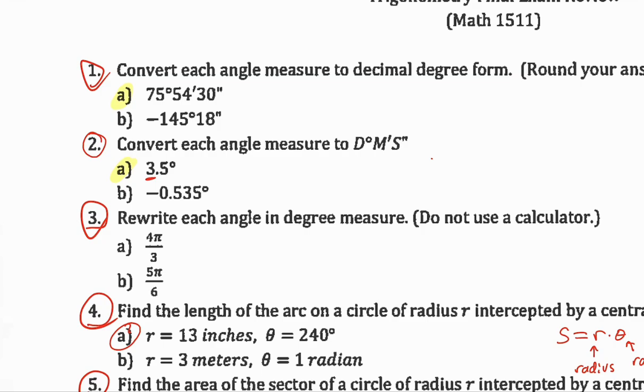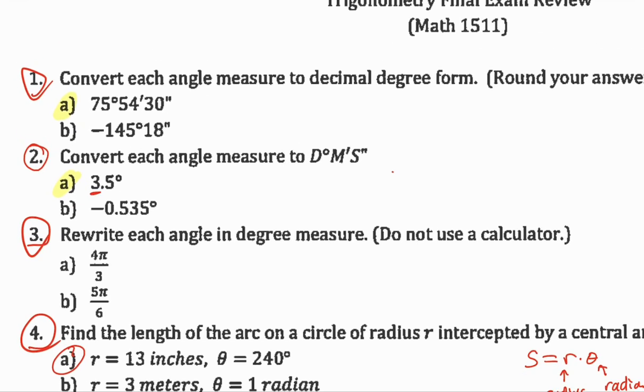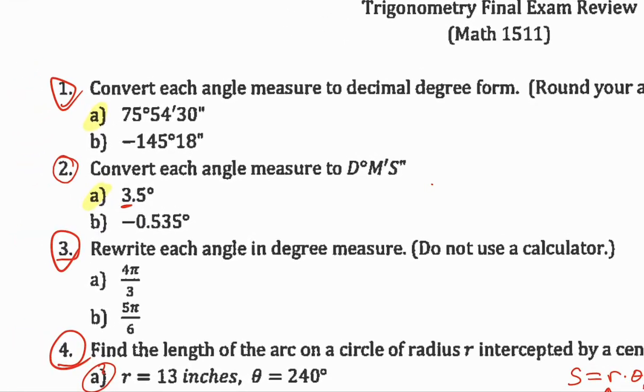Okay, let's start with 1A. If we convert each angle to decimal degree form, remember that every degree has 60 minutes in it and 3,600 seconds. So this is going to be 75. We have 54 out of 60. We have 30 out of 3,600.